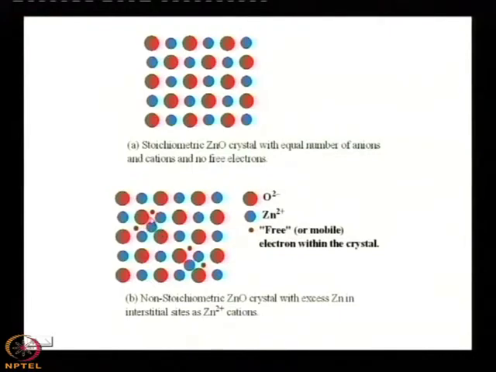Those 2 electrons cannot be taken up by oxygen. Why? Because oxygen is in the form of anion. Since it is in the form of anion, it is not in a position to take up the electrons. So, you will have free electrons in the system. This zinc cation has given these 2 free electrons, and there will be several zinc cations, so the number multiplied by 2 will be the free electrons in the crystal. So, the crystal as a whole will be n type in nature, excess electrons will be there.